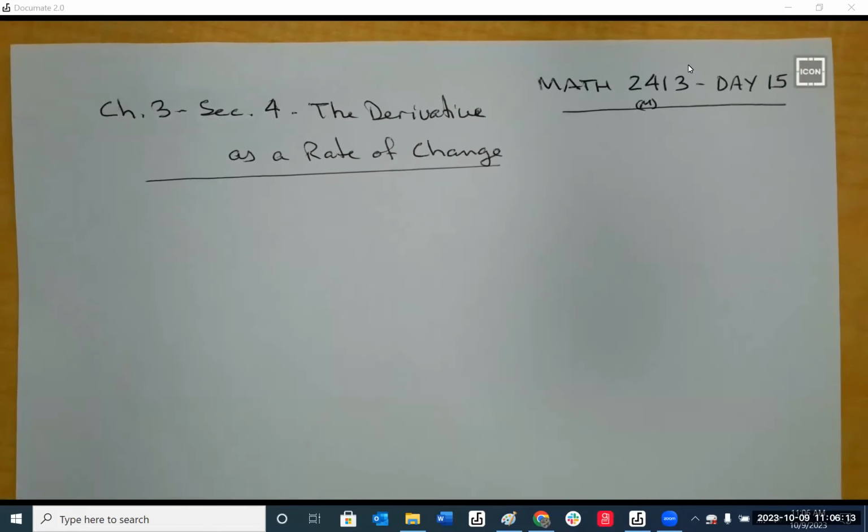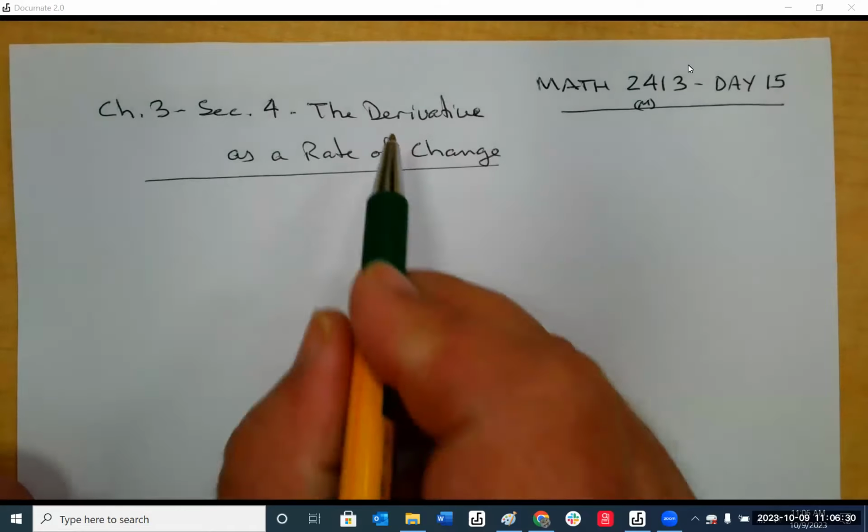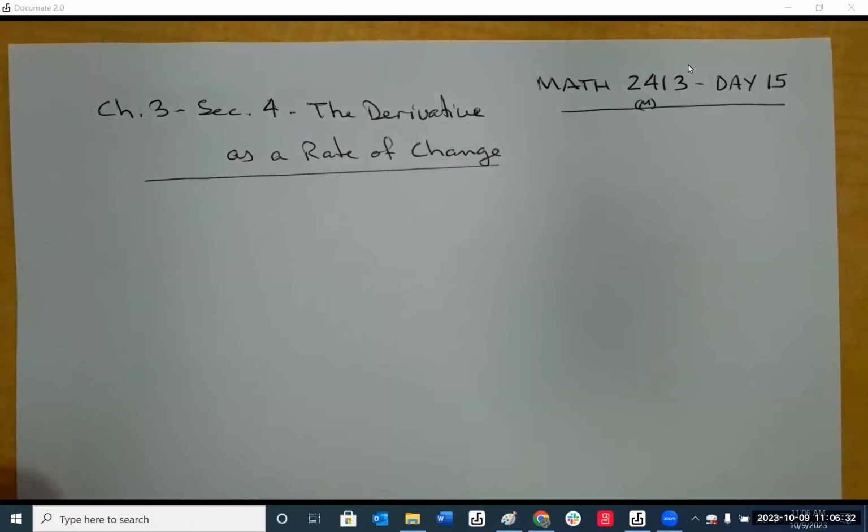All right, today we're going to start section 4, derivatives as a rate of change. Remember we started earlier this semester discussing rates of change, the average rate of change, the instantaneous rate of change. That was in chapter 2. Now we're going to use derivatives to describe rates of change.